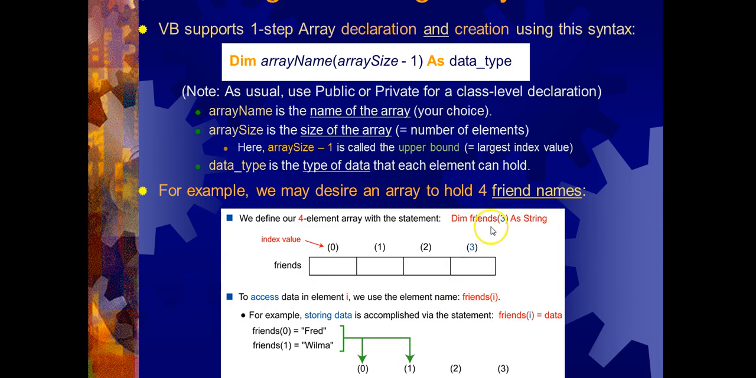So we'd say dim friends 3. We're going to have 4 spaces. This is going to be called the 3rd space, but it's really the 4th, or it's going to have index 3 anyway. Then after we do this, we can start to fill in our list: what's going to go in the first space, which is actually 0, what's going to go in the second space, which is actually 1, and so on. In general, we'd say friends I equals the particular value that we want to fill in.